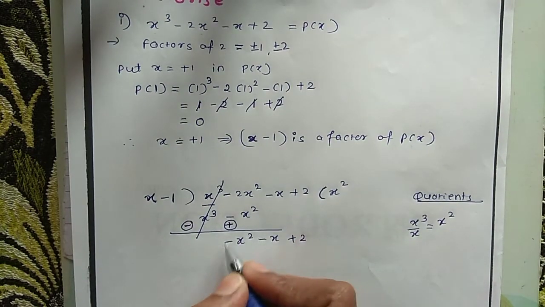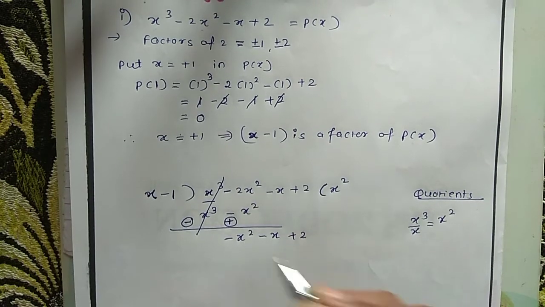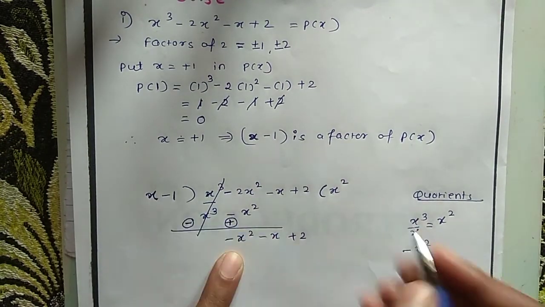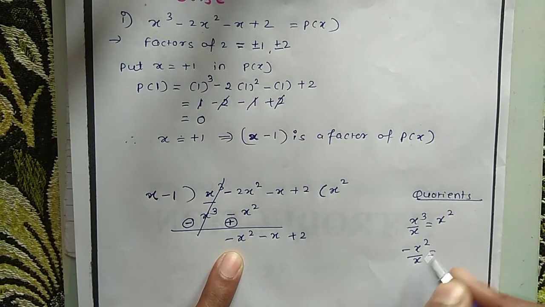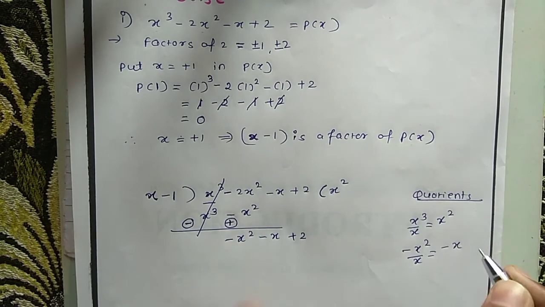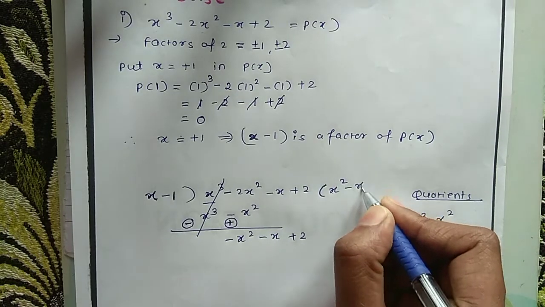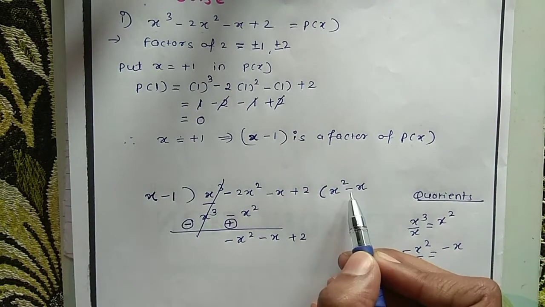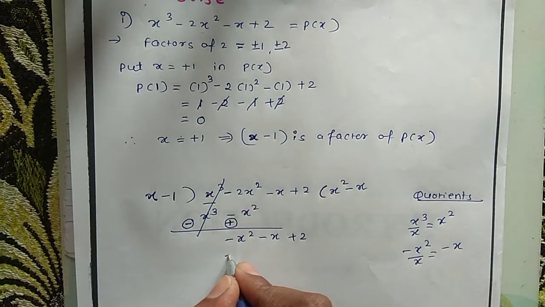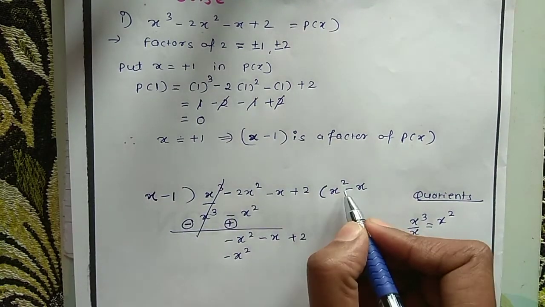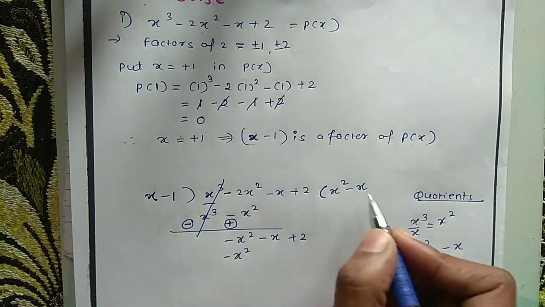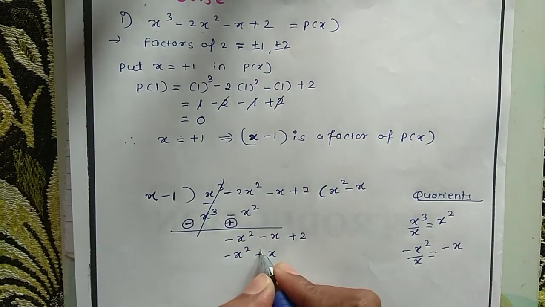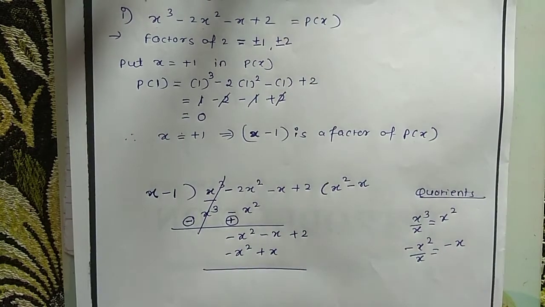Now our focus is on eliminating this minus x square. So the same thing we have to do. Just take minus x square and divide with this x. So x gets cancelled, minus x will remain. This is our new term in the quotient. Multiply this minus x with both the terms in the divisor. Minus x square and x square will be minus x square. Then minus x into minus 1, x into 1 is x. Minus minus is plus.